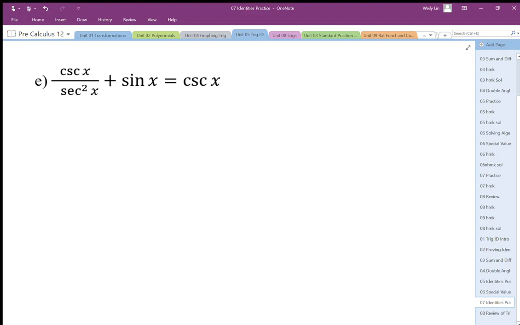We can just use some of the strategies we've come up with already. I'm going to just convert that to sines and cosines. That seems pretty easy to do. So we end up with cos squared over sine plus sine x. And I can convert that to 1 over sine x. I've got denominator sine here, denominator sine here.